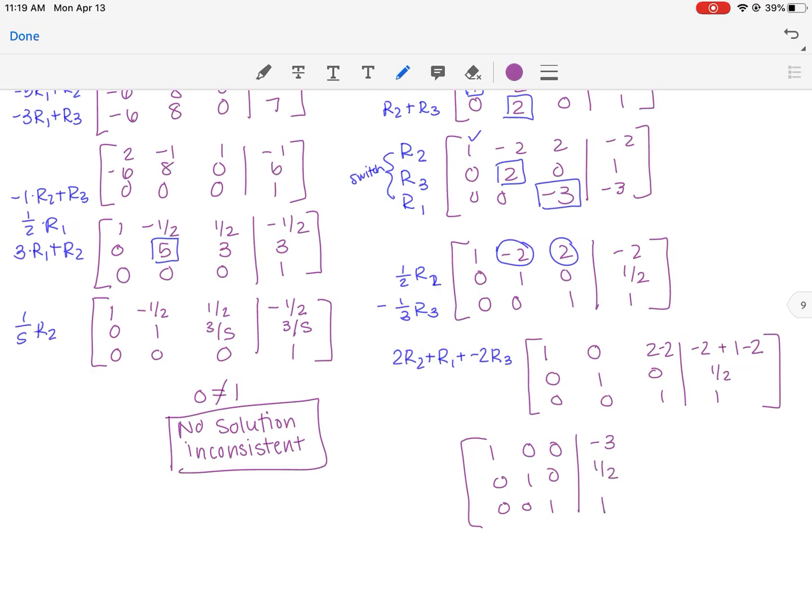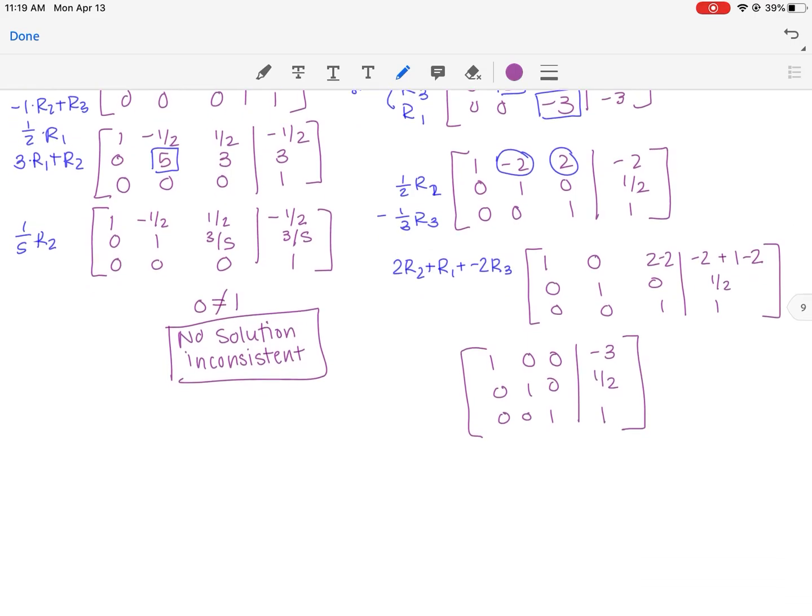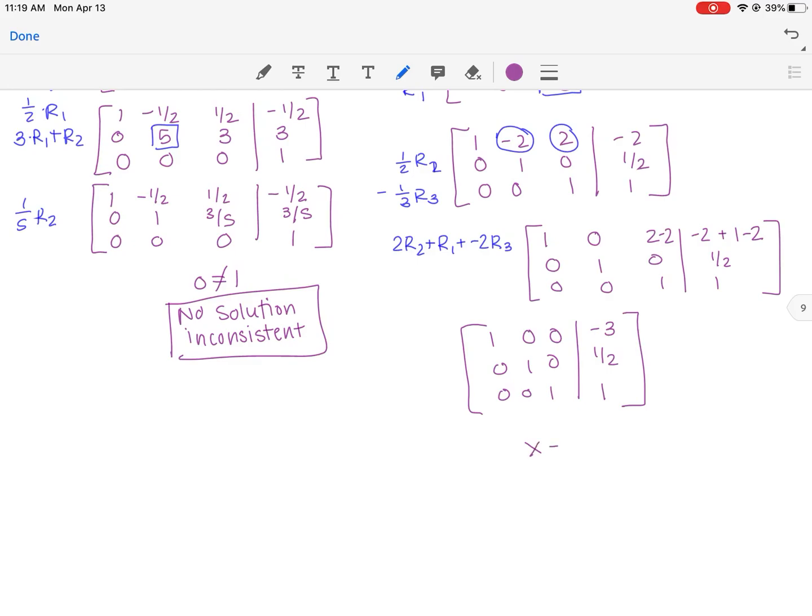So one last step, let's just simplify this. So we get 1, 0, 0, 0, 1, 0, 0, 0, 1. And when I do negative 2 plus 1 plus negative 2, we get negative 3, 1/2, and 1. So just like I said at the beginning, this first row tells us that X equals negative 3, Y equals 1/2, and Z equals 1.